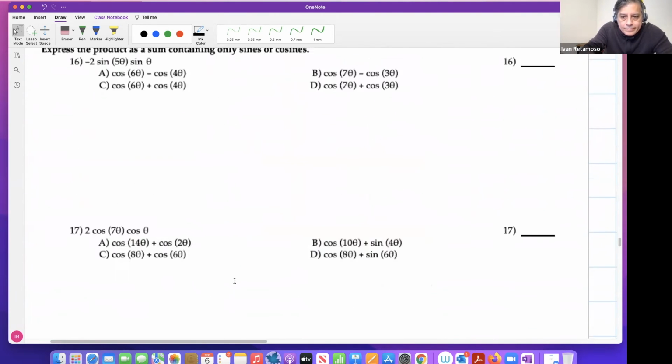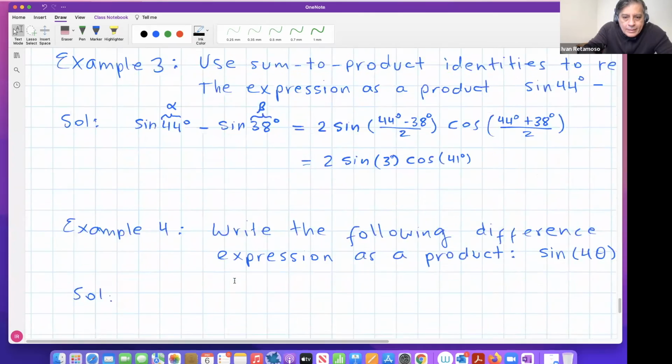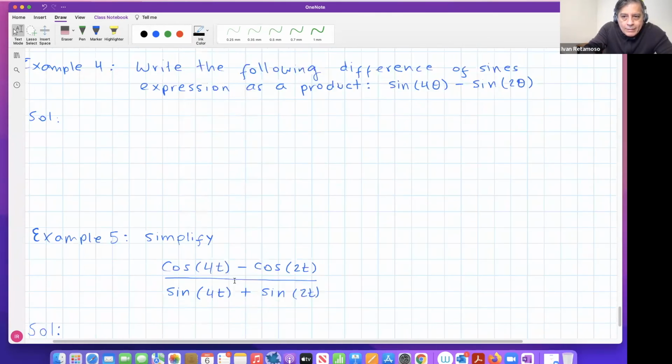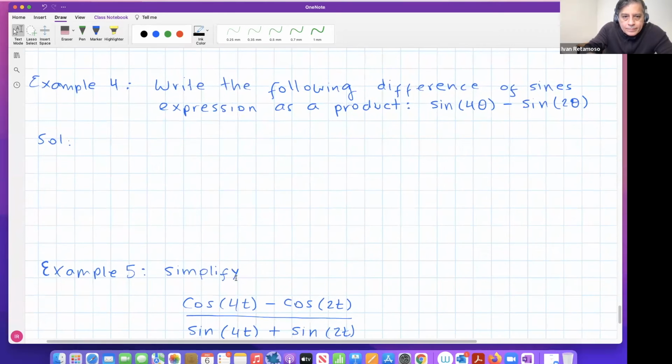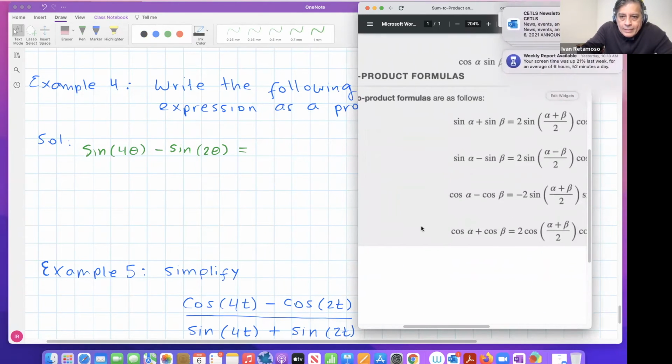So go back to a lecture. And let's do this now with variables, right? Write the following expression as a product. Sine of 4 theta minus sine of 2 theta. Write this as a product, okay? All right. So remember, in order to do that, look at your formulas, right? On the second set, and identify which one you need here.